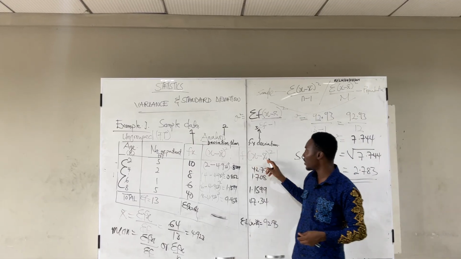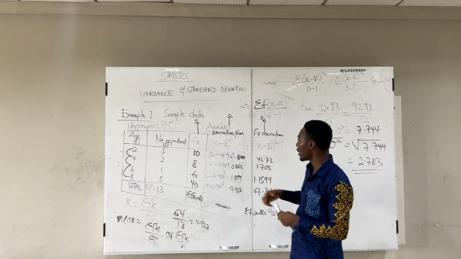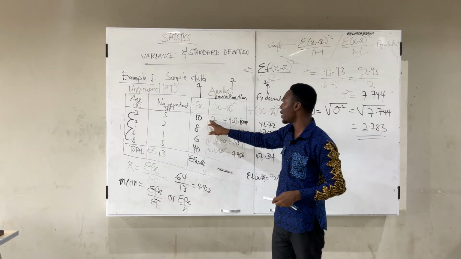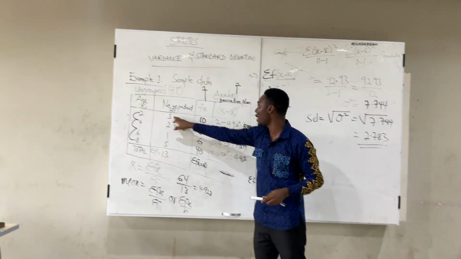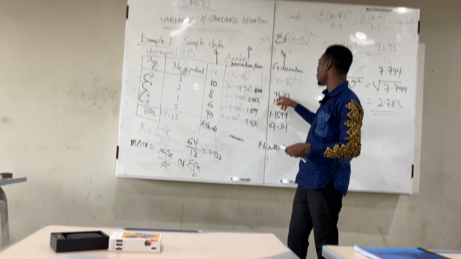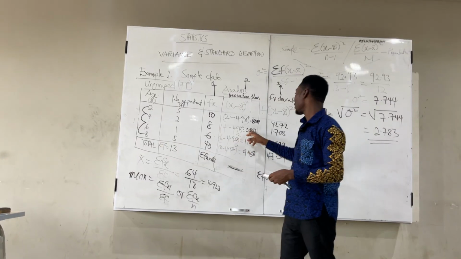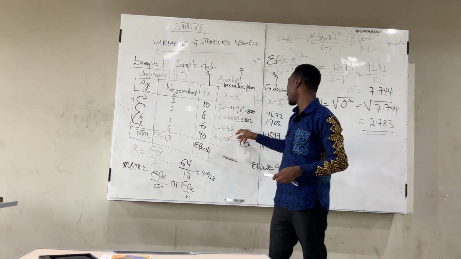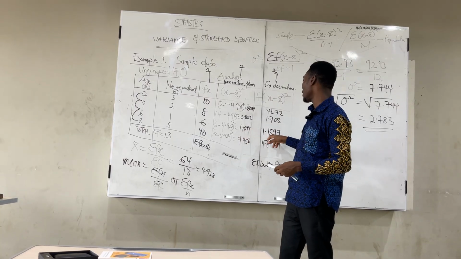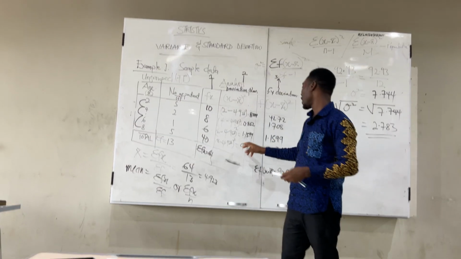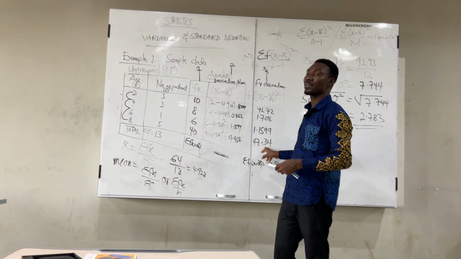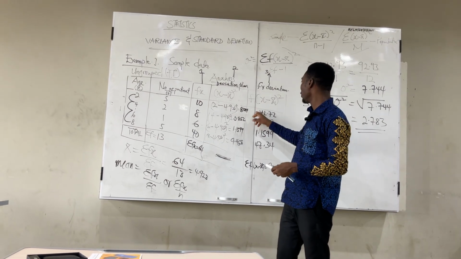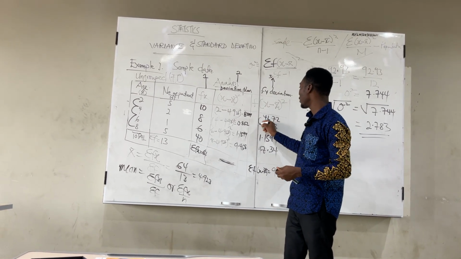Then you come and do the f times the deviation. What that means is that you take the frequency, then you multiply by the answer you had for the deviation. So 5 times 8 point this, then you get this. 2 multiplied by 0.852, you get this. 1 multiplied by 1.599, you get this. 5 multiplied by 9.68, you get this. Is that okay? Then you now do the summation. You sum all up.